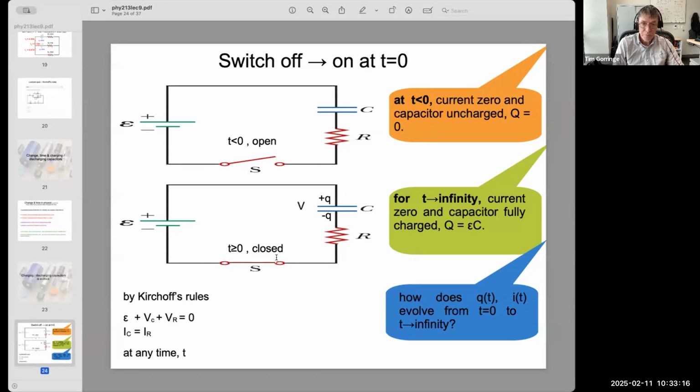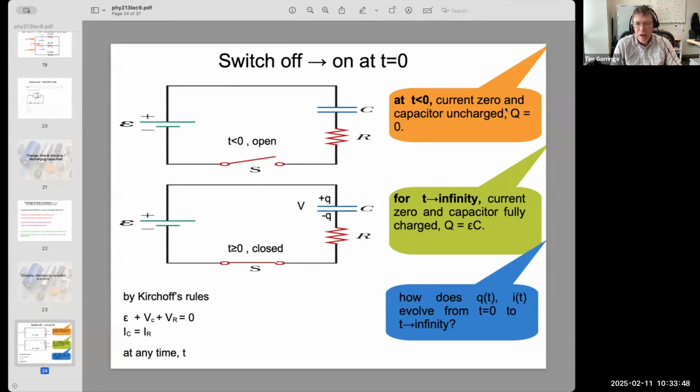What happens is that the capacitor gets charged up by charge flowing from the battery onto the plates of the capacitor. If you look at these two circuits here, the difference is that the switch is open upstairs, closed downstairs. The capacitor is uncharged in the open circuit. It's getting charged up in the closed circuit. And it's this process of charging up the capacitor through the resistor that we're interested in.